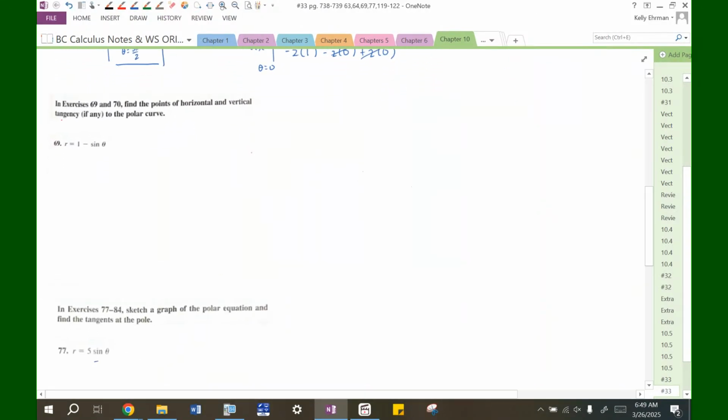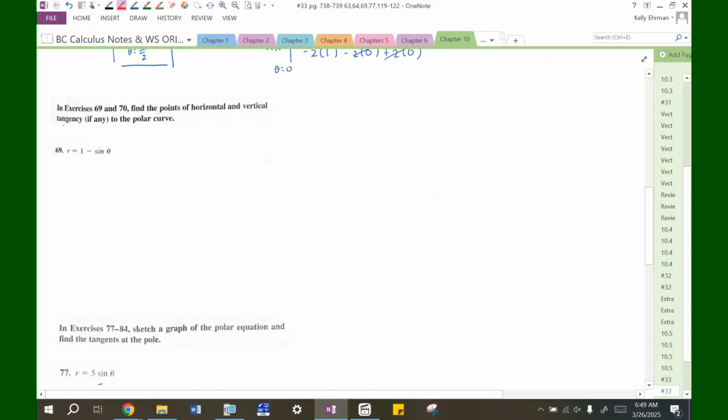All right, for the next one, find the points. Now, this does not specify if it means XY points or not, but they're points to the polar curve. So I'm going to go polar. It'll be less work for us as well. So when it says find the points, I need to identify the r theta combo of the horizontal and vertical tangency, if any, to the polar curve. So horizontal tangent, dy/dx equals 0. Vertical, dy/dx is undefined. So let's find dy/dx. To do that, I need r and r prime. So r prime is minus cosine theta.